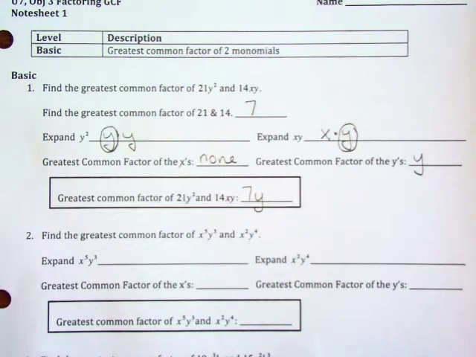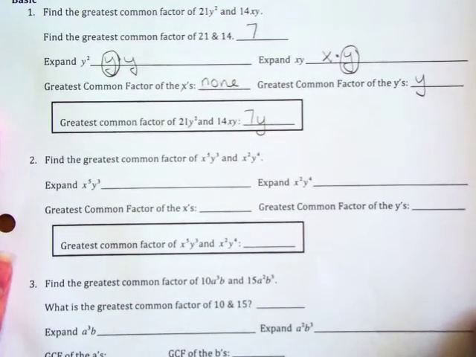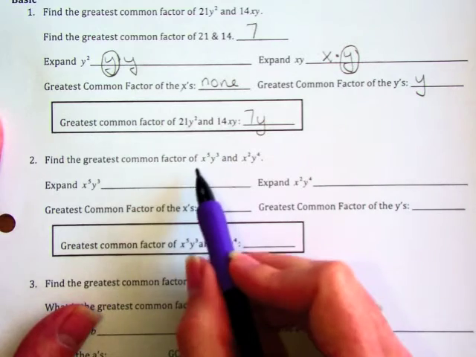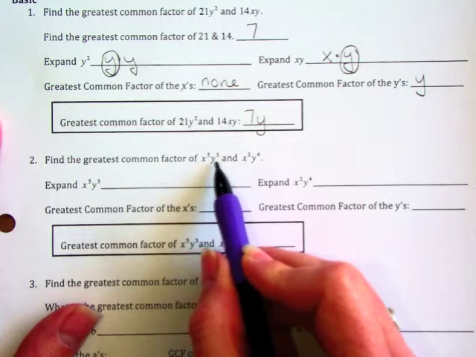Okay, we're going to continue on. We'll try that again. If that didn't make entire sense, that's okay. We're going to keep going and look at this next set. For our next two monomials, they have a coefficient which is 1, nothing written, but they have x's and y's.